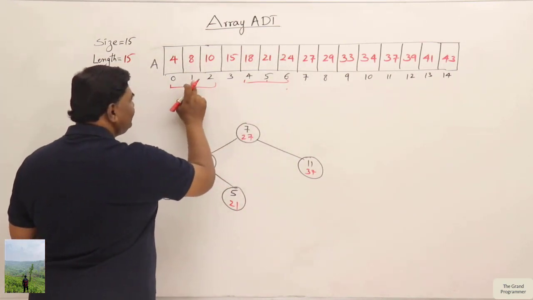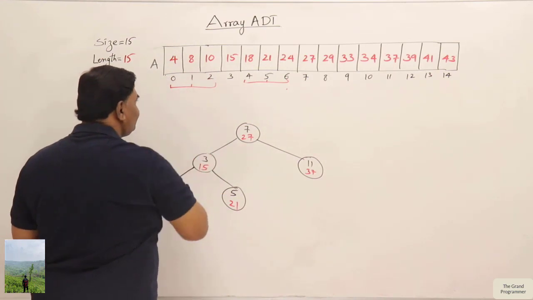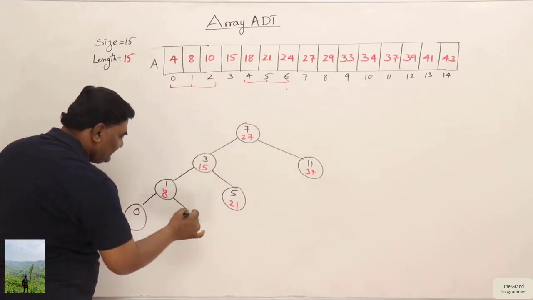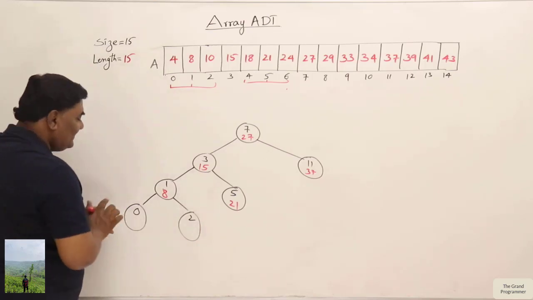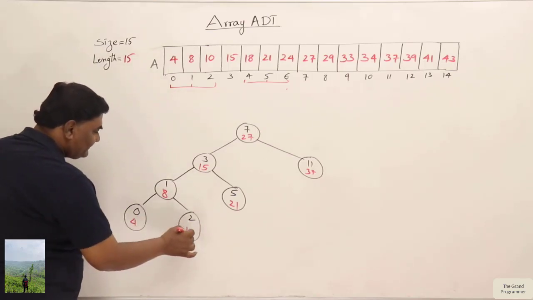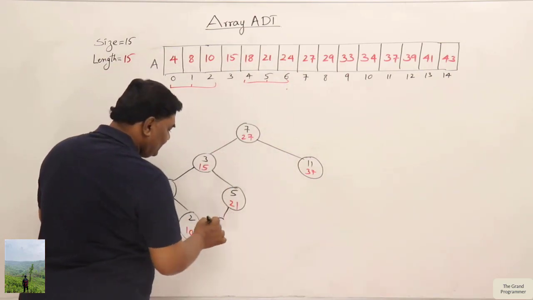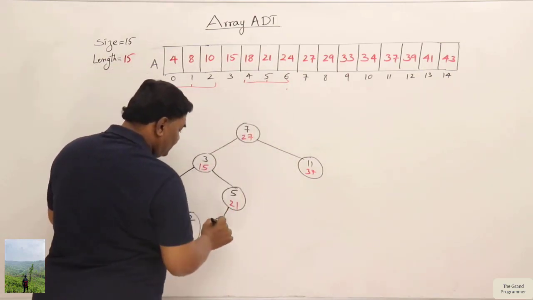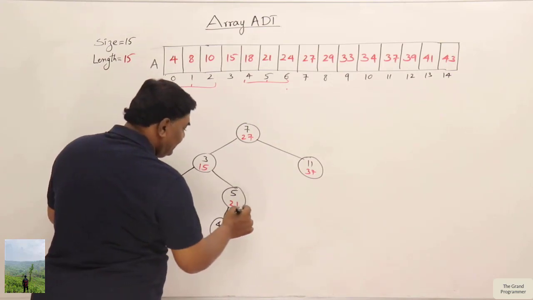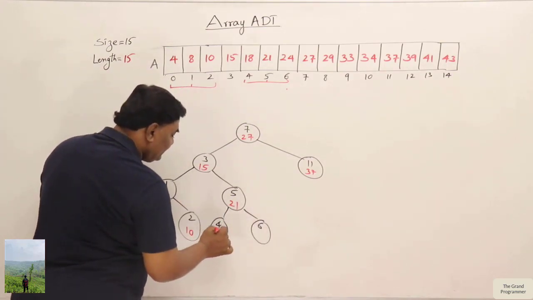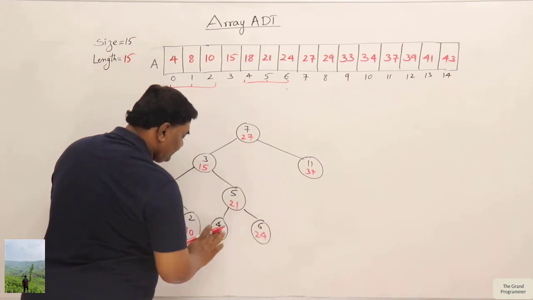So for this middle one is index 1, left side is 0, right side is 2. So this will be 0 and this will be 2. And the element here is 4 and element here is 10. Now this side, left hand side is 4 and element is 18, right hand side is 6, element is 24. So this is 18 and this is 24.